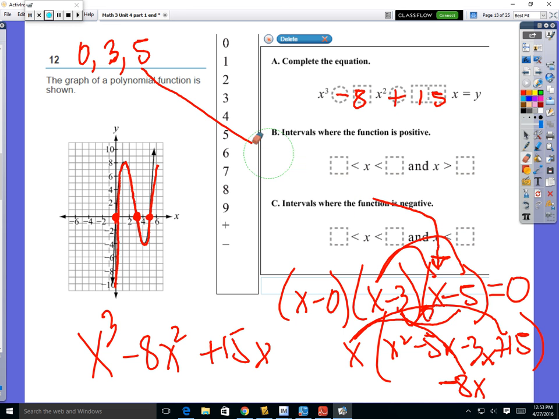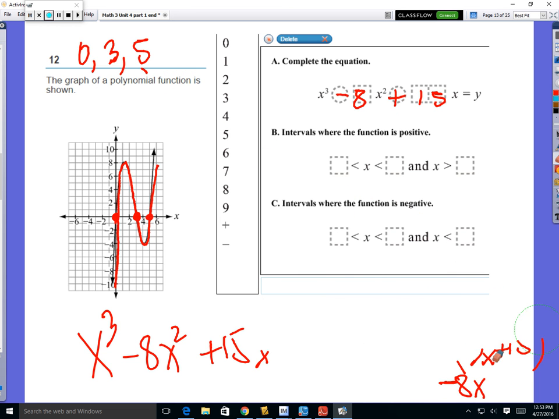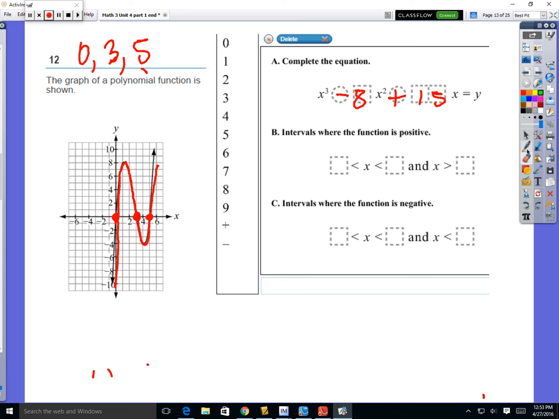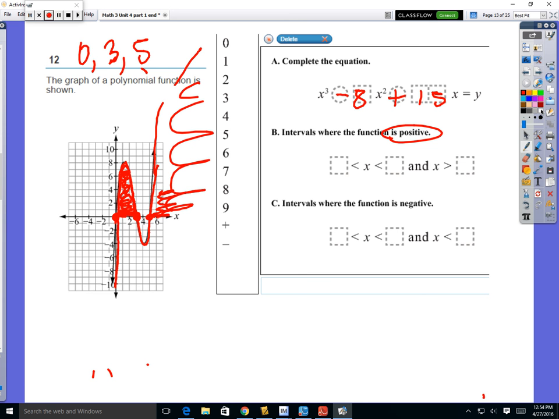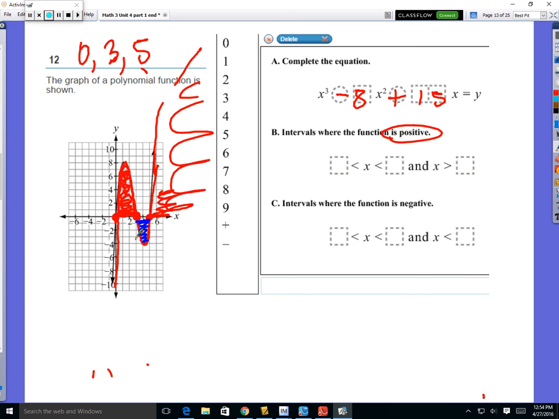Now, once you got the equation, this function is positive when it is above 0 on the y. So it's positive right here, from here all the way to here. So when this part is positive right there, because it's above the y. And this part is positive, and this is going to go all the way to infinity. So all this is positive. It's negative when it's below the y. So this part is negative, and this to negative infinity is negative.